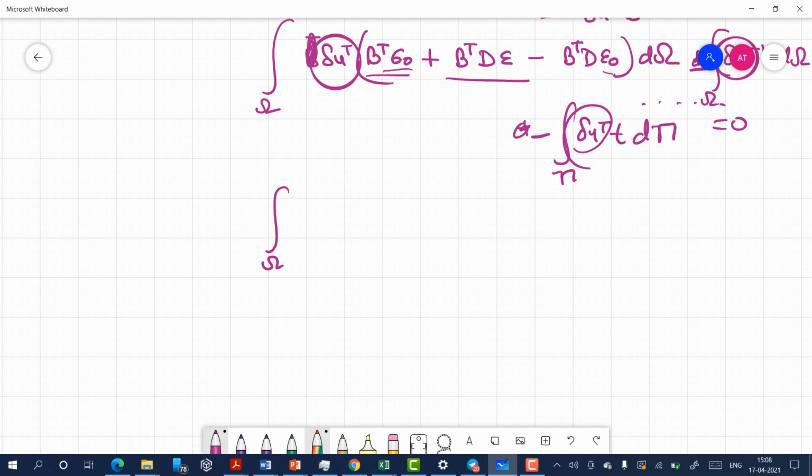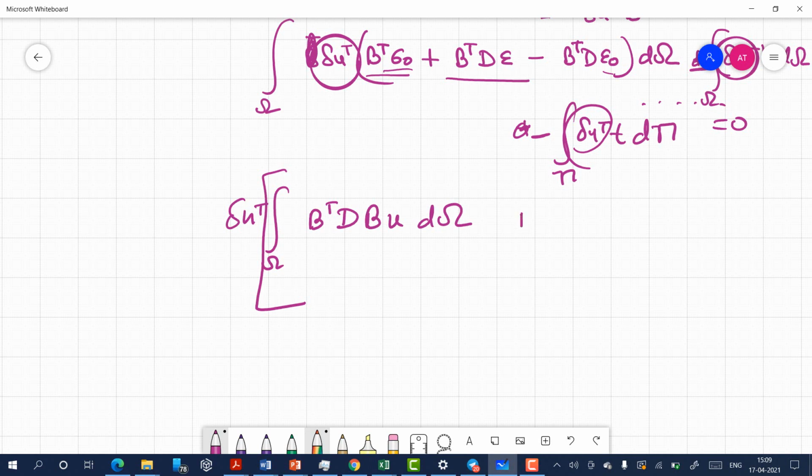So let us keep del U transpose out, and then we have B transpose D matrix, and epsilon we can write as B into U, that we know, right? And d omega, and then I have other terms. This delta U transpose is out of everything, so I have taken care of this term.